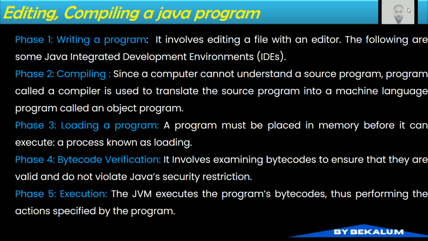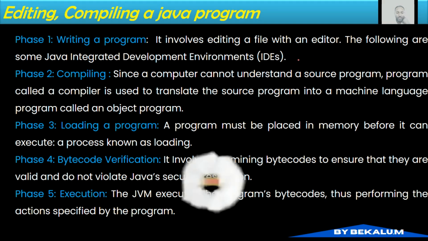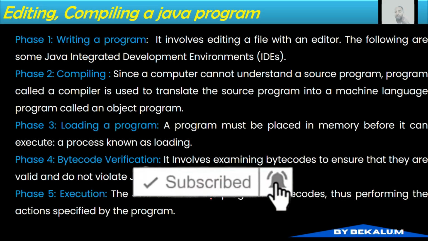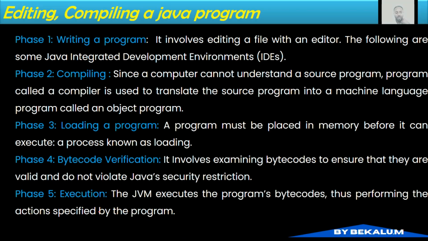The third one is loading a program. That bytecode has to be loaded into the main memory. Phase 4 will be bytecode verification. It involves examining the bytecode to ensure that it is valid and does not violate Java security restrictions. Phase 5 is the final one, execution. The JVM executes the program's bytecode, thus performing the actions specified by the programmer.